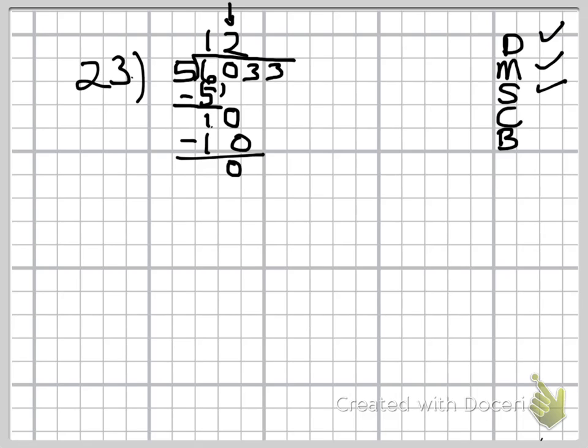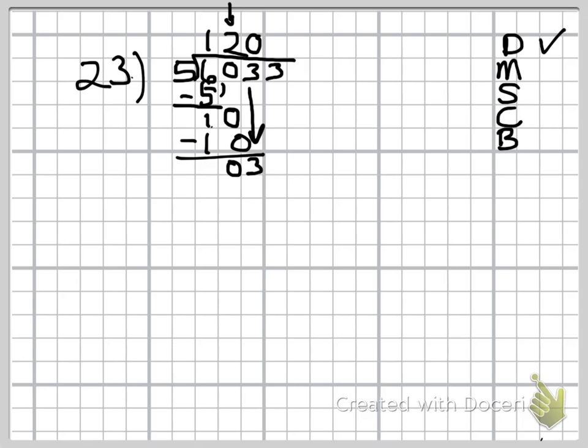Now I bring down. Bringing down my 3. How many times? Oh, whoops. Now I'm going to start over again because I am now working in my tens place right here. So, how many times does 5 go into 3? 5 doesn't go into 3. So it goes in 0 times.